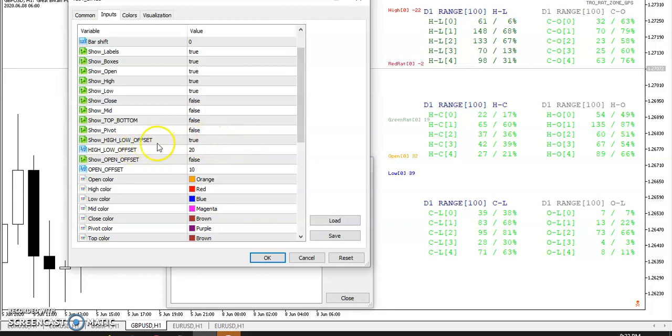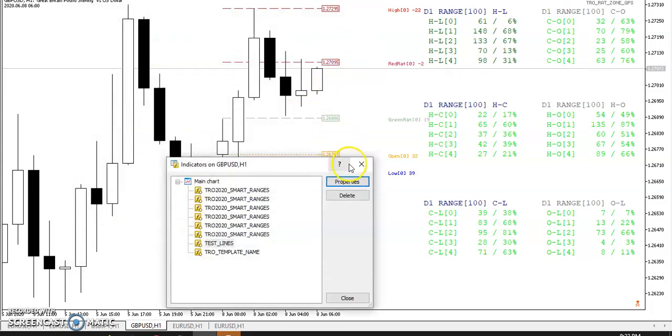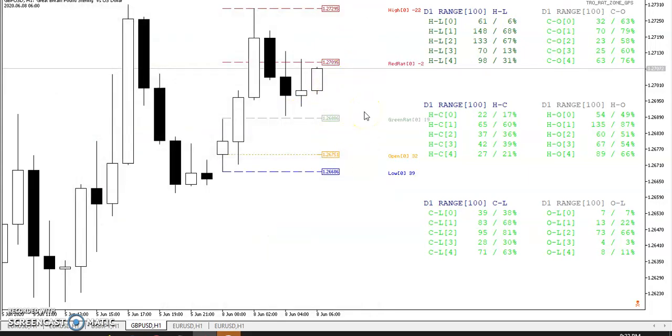So remember, you turn this to true and the offset defaults to 20. And the open offset, that's for the buy zone, and you can put that at 10. So we've got the rat zone.